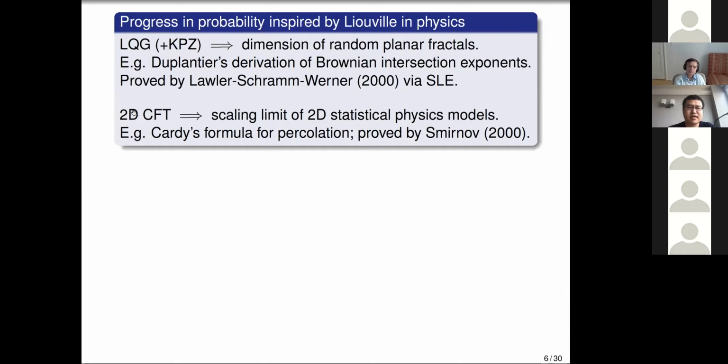And in the 2D CFT direction, Belavin, Polyakov, Zamolodchikov argued that 2D CFT gives a very precise description of the scaling limit of 2D statistical physics models. One of the most famous examples is Cardy's formula for the crossing probability of percolation. And this was also proved around 2000 by Smirnov.